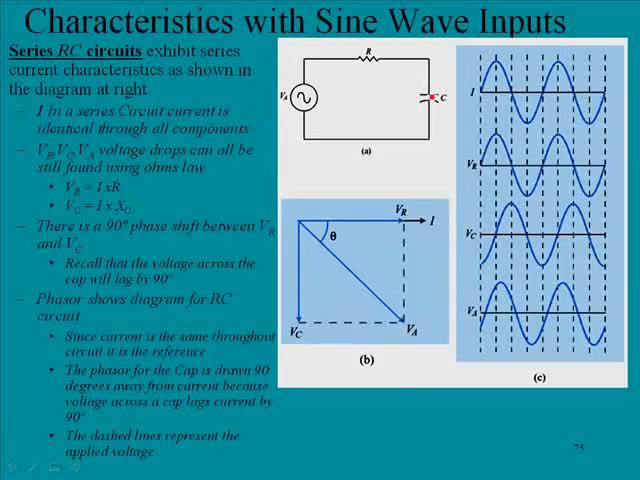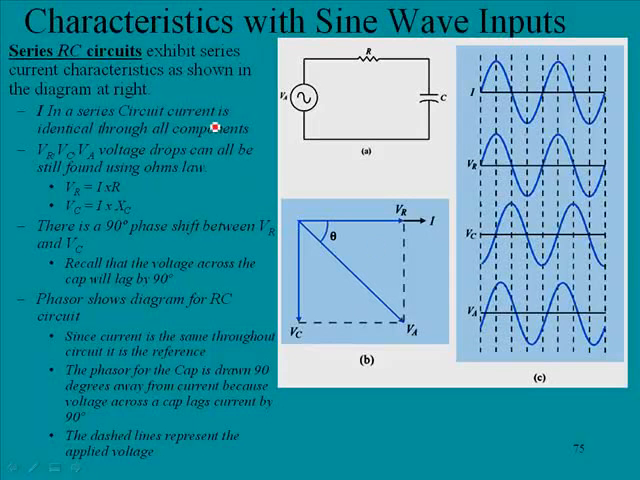Characteristics with sine wave inputs. And here we have the diagram here. We see here is an RC circuit. Here we look at the sine waves that would be resultant across current, across the resistor, across the capacitor, and then the applied voltage. And then this is the phasor diagram.